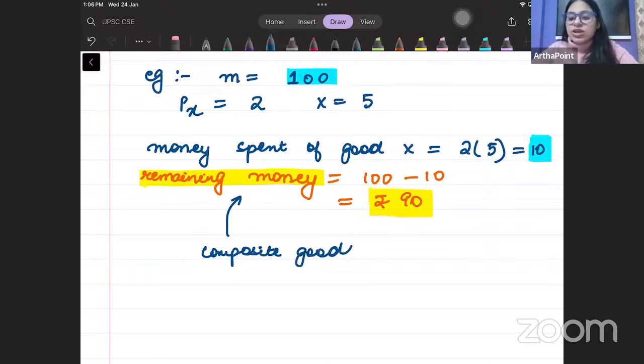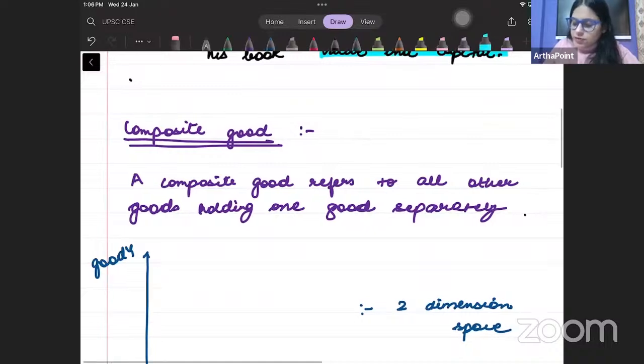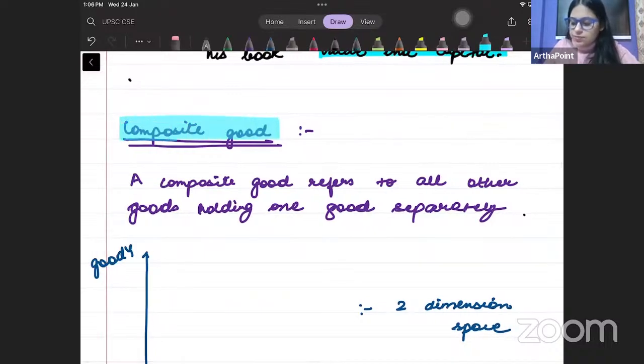Because अब हम ये नहीं बोल रहे कि दूसरा good Y है. I am not saying the other is good Y. I am saying that the other is all other goods. बाकी सारे goods जो हैं वो other goods में. Right, beta? That's the first concept we wanted to understand. That is the concept of a composite good.